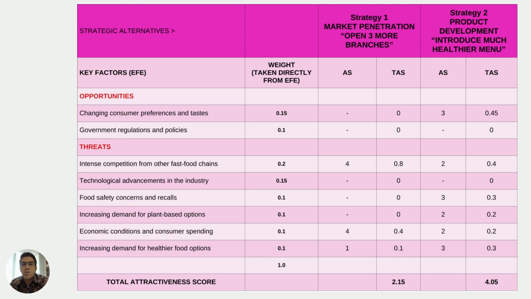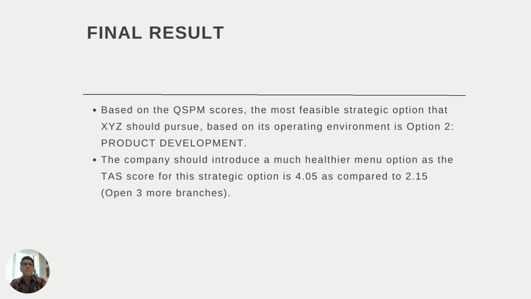So how do we make the conclusion? Based on the QSPM scores, the most feasible strategic option that XYZ company should pursue based on its operating environment is option 2, product development. The company should introduce a much healthier menu option, as the TAS score for this strategic option is 4.05 as compared to 2.15 for the market penetration strategy to open 3 more branches for the company.